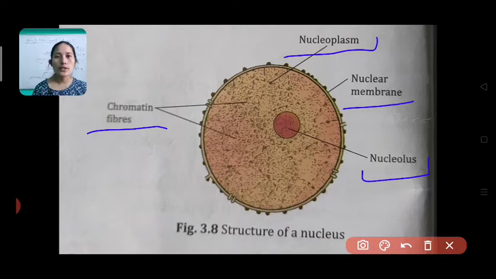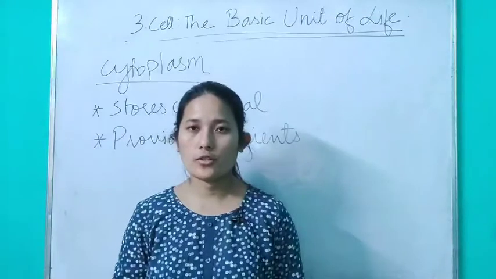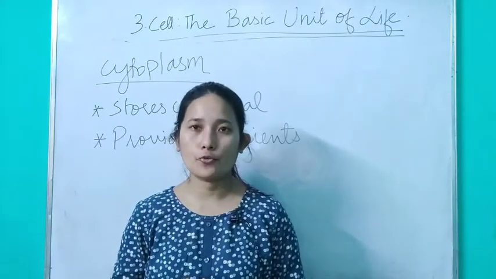So your nucleus is the control center of a cell. It houses chromatin fibers which are responsible for the transfer of hereditary characters from parents to the offspring. You can write this function. Next, coming to the third common structural component, that's cytoplasm.